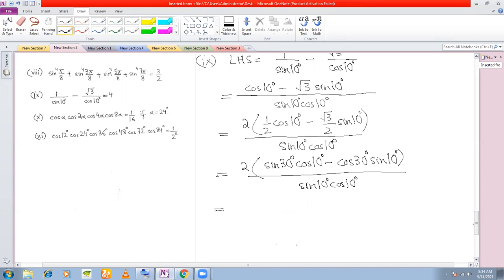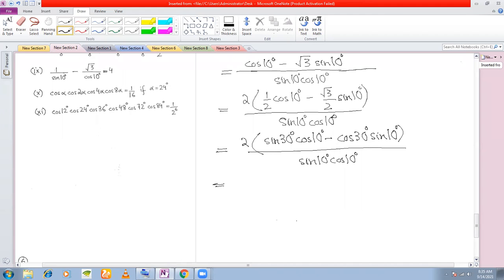So what is the numerator here? What compound angle formula? Anyone? Yes, sir. What compound angle formula is it in the numerator? Sir, it is sine 30 minus 10 degree. Yes, sine A minus B formula. Sine A cos B minus cos A sine B. So this is sine A minus B. A here is 30 degree. B here is 10 degree. Divided by sine 10 degree cos 10 degree.